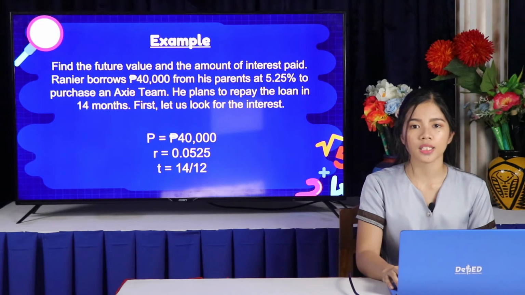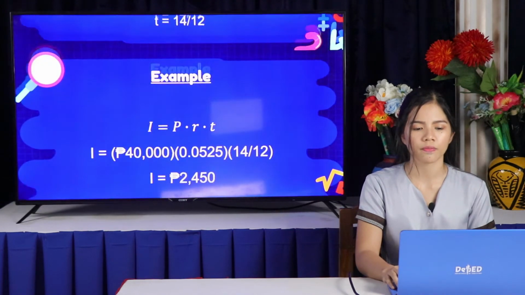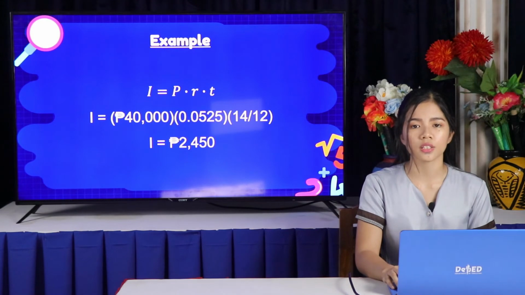Remember, I is equal to P times R times T. P is 40,000 pesos. R is 0.0525 and T is 14 over 12 or 7 over 6. Thus, the interest is 2,450 pesos.